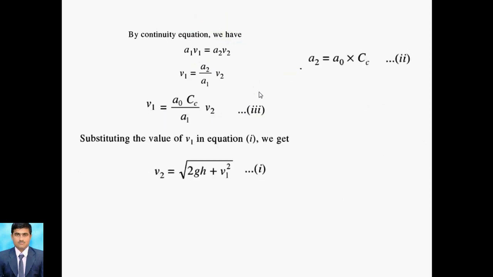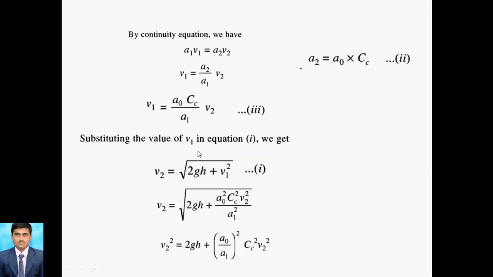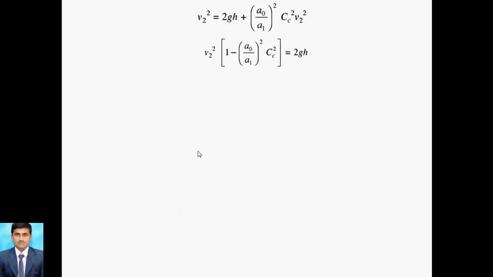After putting this, equation number 1 is V2 square equal to 2gh plus V1 square. So we put in the value of V1. Instead of V1, we can write A naught Cc upon A1 into V2. After squaring on both sides, we get V2 square is equal to 2gh plus (A naught upon A1) square Cc square V2 square.